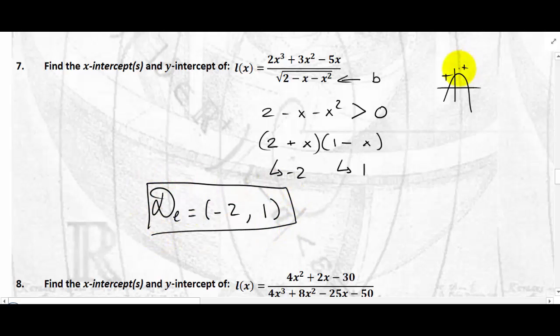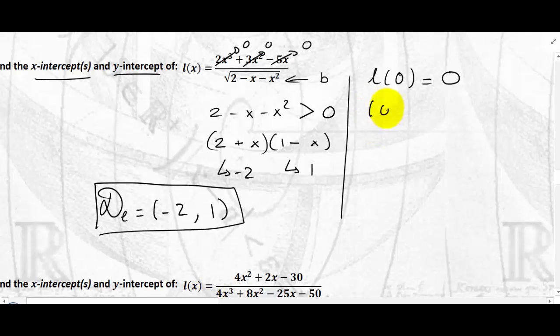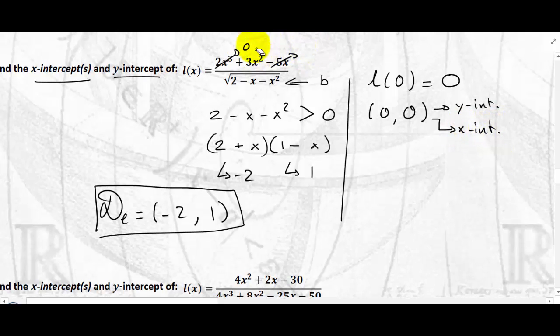So this is where I'm going to be looking for my x-intercept. Oh, let's get the y-intercept first. So what's going on for the y-intercept? L of 0, so that's gone. This is gone. This is gone. So 0 over something, that is going to be L of 0 equals 0. And actually here's a y-intercept and also an x-intercept. This is both the y-intercept, and it is also an x-intercept.